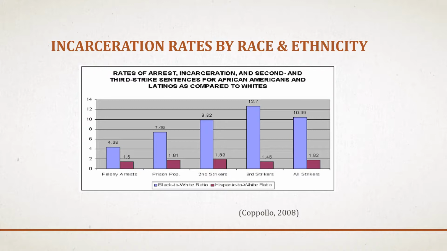When it comes to prison populations, the rates of blacks are 7.46 times the rates of whites. On the other hand, in looking at prison populations, the rates of Hispanics are only 1.81 times the rate of whites. Then go over and look at the third strike rates. The rates of third strike sentences are 12.7 times the rates of whites, while Hispanics are only 1.46 times the rates of whites. This graph shows the severe discrepancy between the rates in which sentences are applied to blacks as compared to whites.